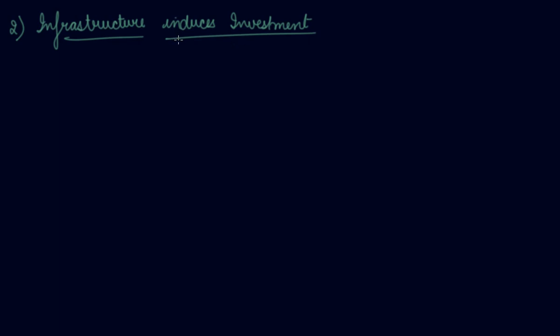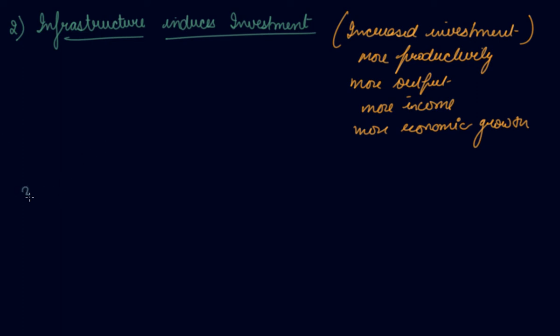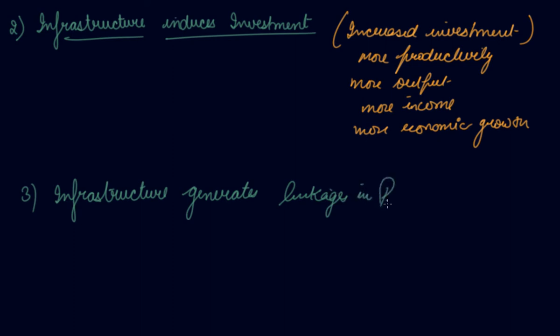So with the development of infrastructure, it has increased investment. Increased the investment. So investment increase means more productivity. More productivity means more output, more income, and more economic growth. Third, infrastructure generates linkages in production.